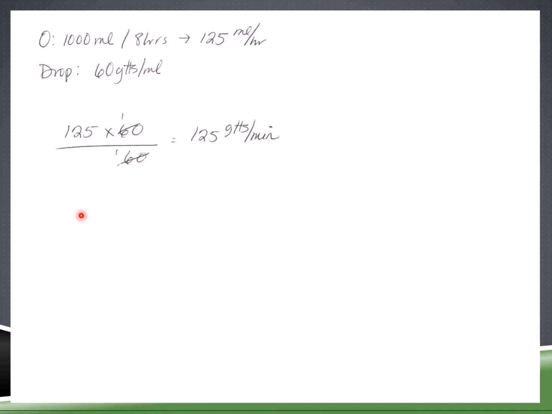So if it said it was supposed to go at 150 cc's per hour and it was a micro dropper, it would be 150 times 60 over 60. Or you could just know that since it's a micro drop and your rate is 150, your drops per minute is also 150. And if that doesn't make sense to you, then just do the math. It's okay. The important thing is however our brains wrap around it, that we get to the right answer in the long run.